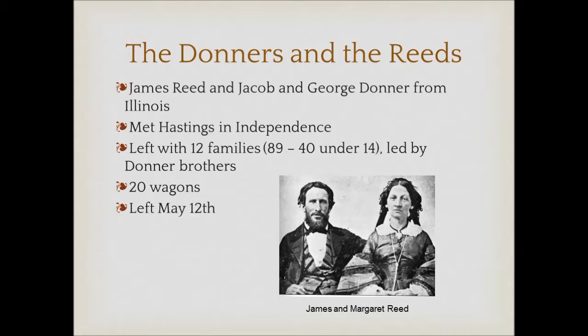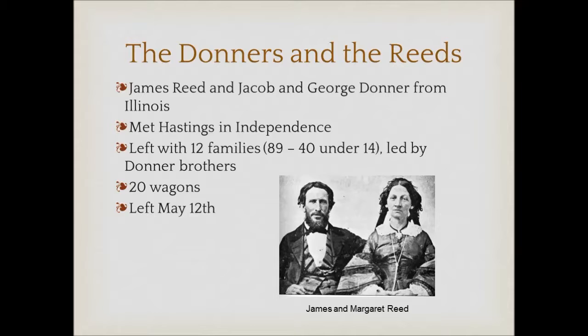James Reed met up with a guy with the last name of Hastings. Hastings convinces James Reed that he has a much quicker path to travel through the Sierra Nevada mountains, a much quicker way to get to California that will cut a month off. Hastings seems really reliable. He convinces James Reed to follow this map that he draws out, and then James Reed in turn goes to Jacob and George Donner and convinces them to leave with them. And so they all leave together.